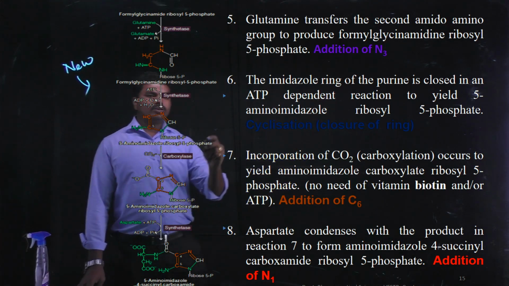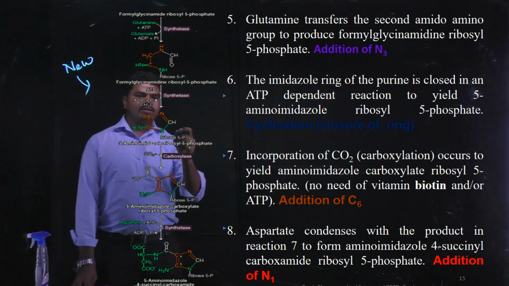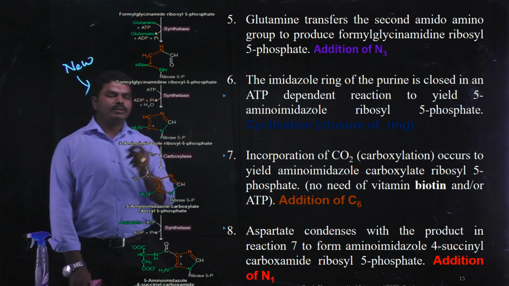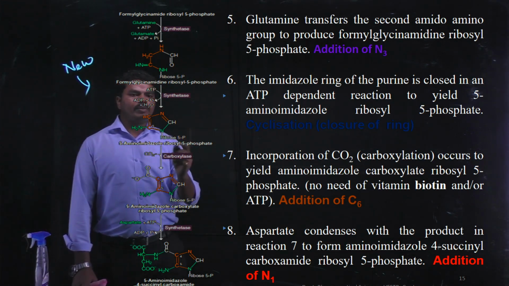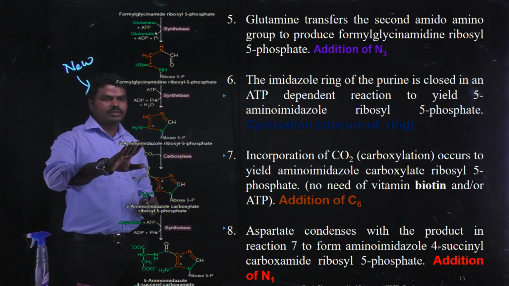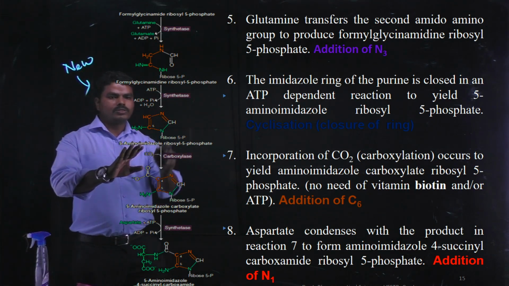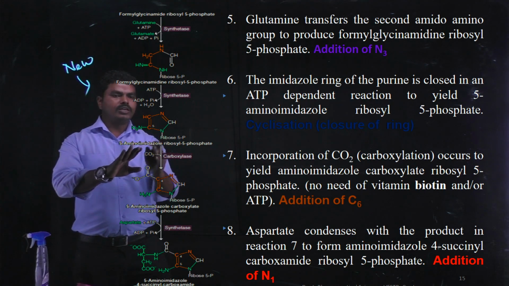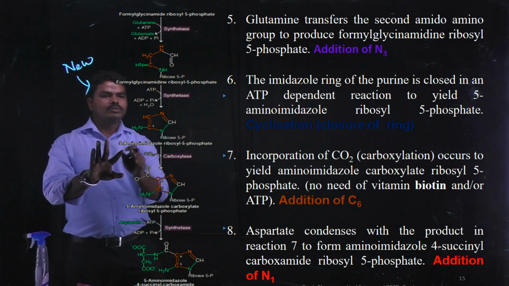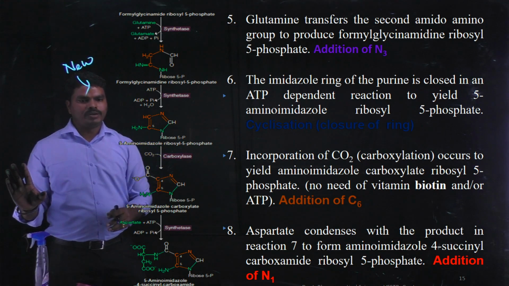Then the imidazole ring is closed by consuming ATP. It is an ATP dependent reaction, thereby producing 5-amino imidazole ribosyl 5-phosphate. So this is the closing structure. The imidazole ring of the purine is closed. That means it utilizes ATP for the closing of the imidazole ring of the purine, and thereby it forms 5-amino imidazole ribosyl 5-phosphate.